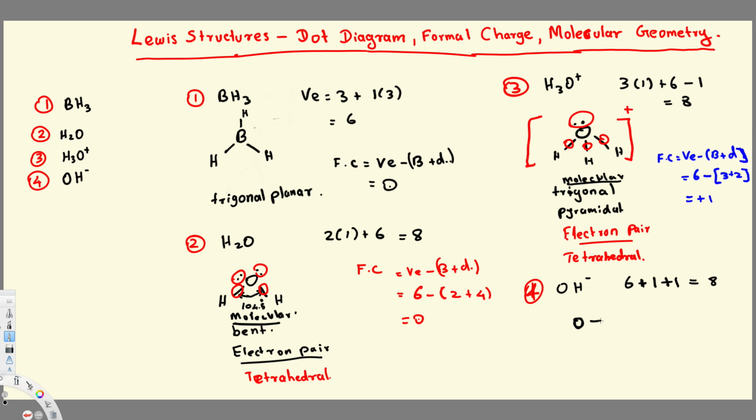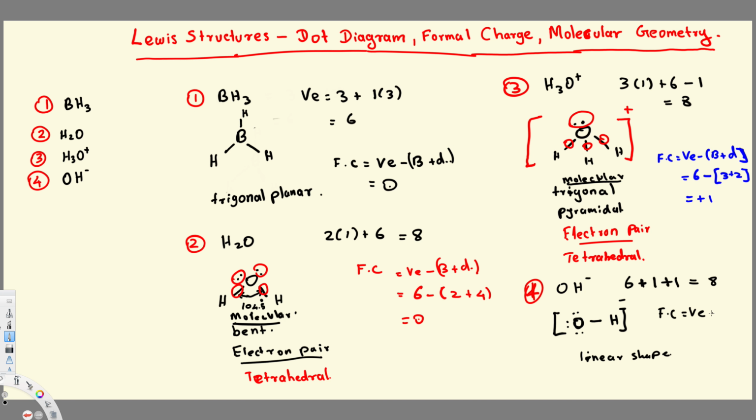Let's see how the structure is going to look. O dash H, and we have 2 gone already. We have 6 left. That's going to be filled up on oxygen, because hydrogen can only have 2 electrons maximum. So the 6 are going to be right here, and this is a linear shape. The molecular geometry is linear. And if you want to calculate the formal charge, you will get minus, since we have minus provided.